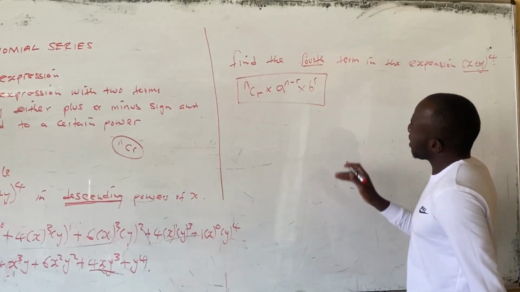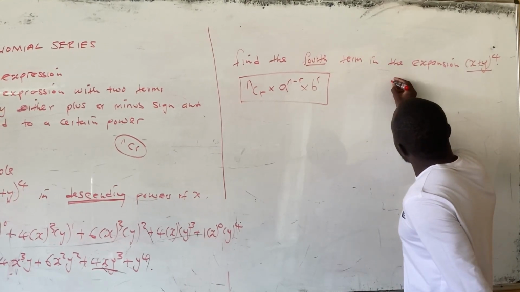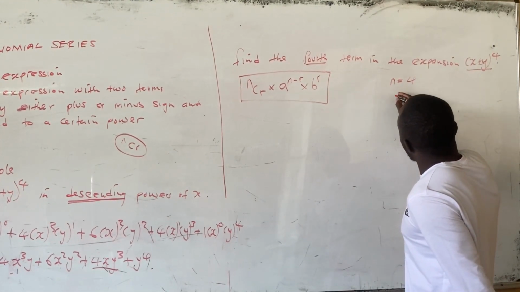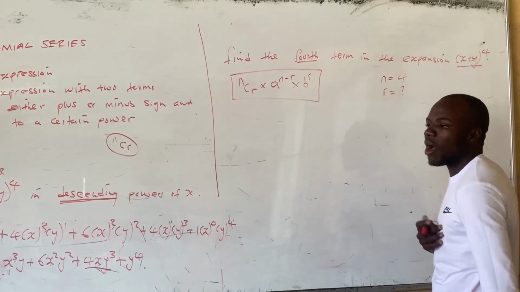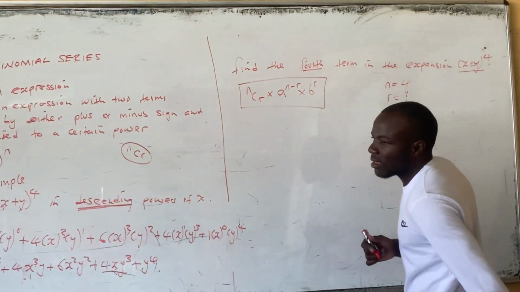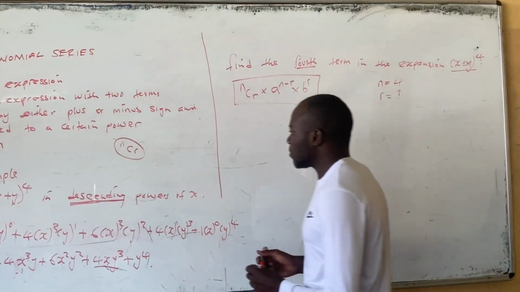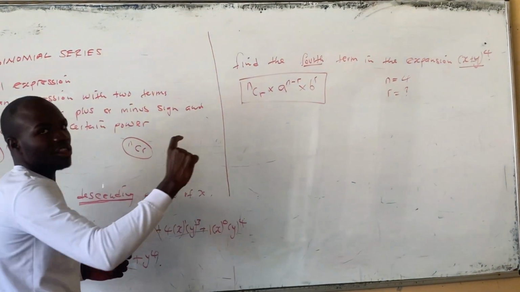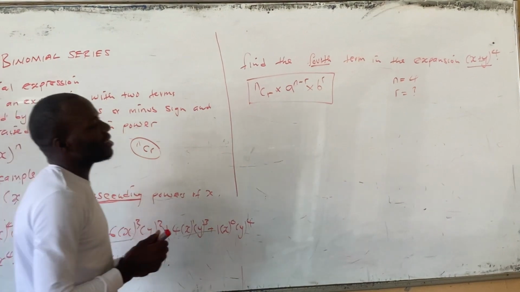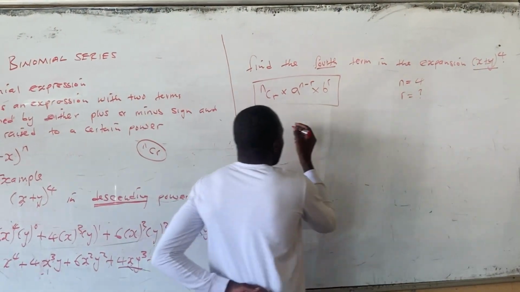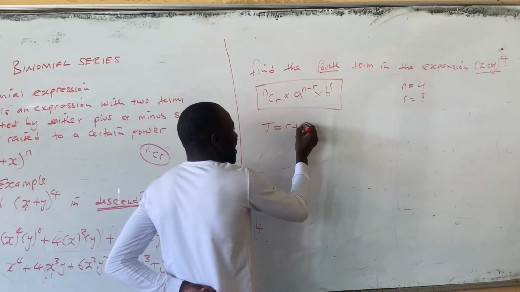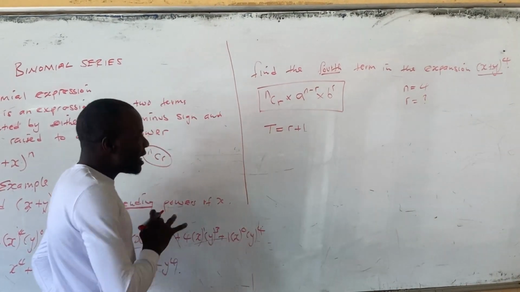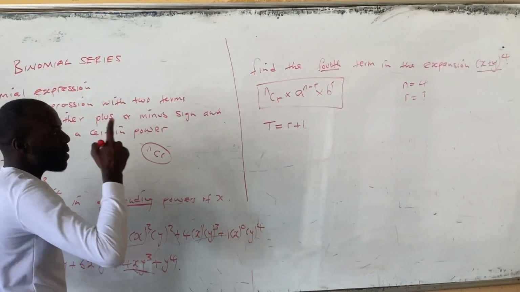First of all, since we already know the power, n is 4. But we don't know r. How do we find this r? Remember what I said: always the term will increase by 1. So it means the term is equal to r plus 1. Anytime you expand, the term will increase by 1.